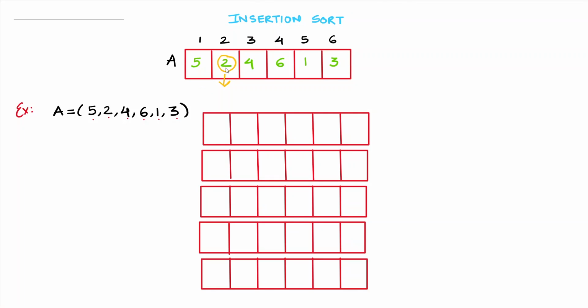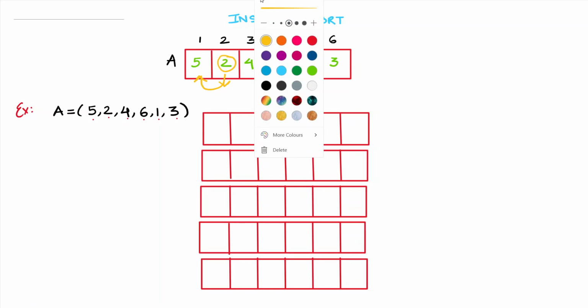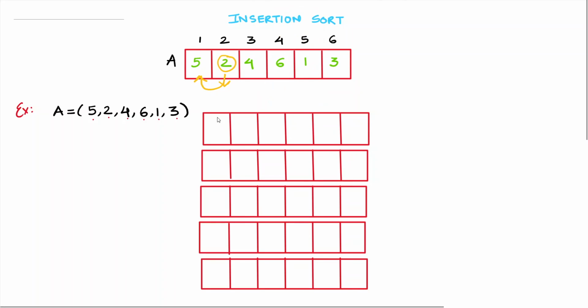So here we have 2 being compared with 5. So definitely 2 is less than 5. So after the first step, 2 will reach the first position and 5 will come to the second position. So we have over here 2 coming to the first position, 5 coming to the second position, and then we will continue. The rest remains the same.